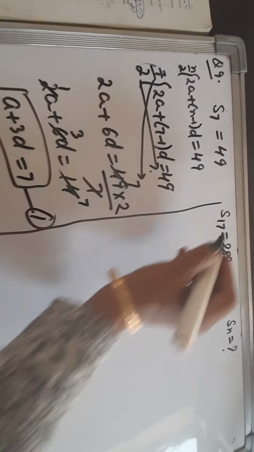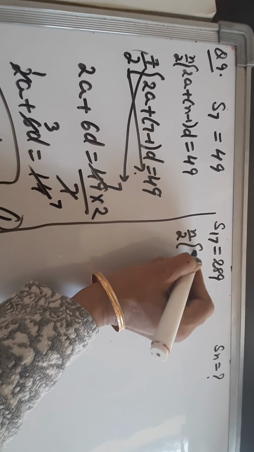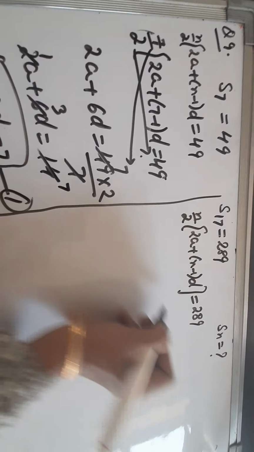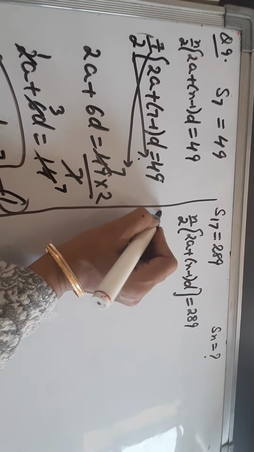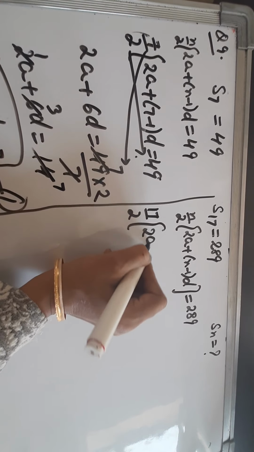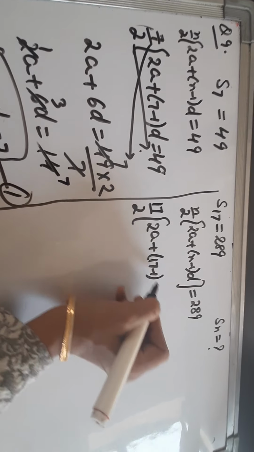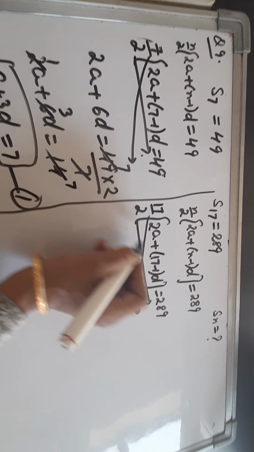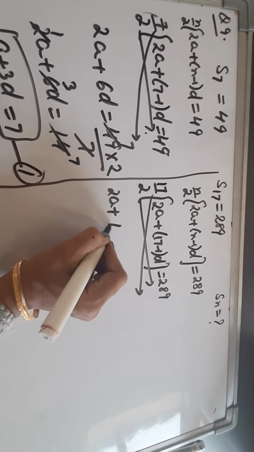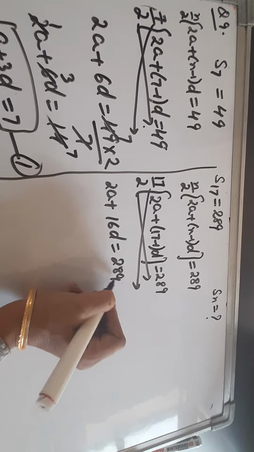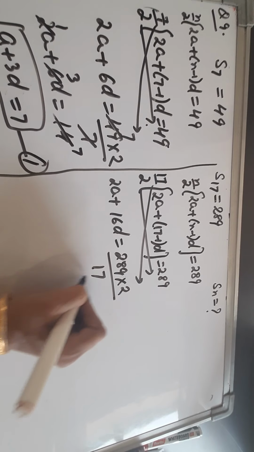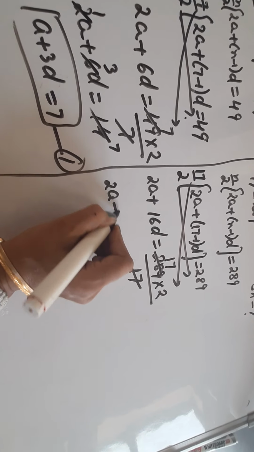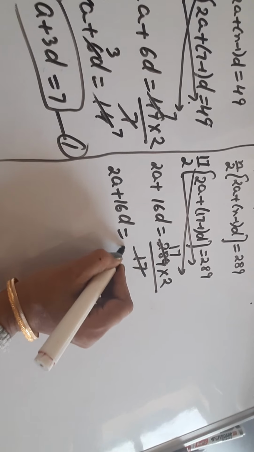Now let us solve for S17. So n/2 into 2a plus n-1 into d is equal to 289. Same way, now n is 17. 17/2, 2a plus 17 minus 1 into d. So now cross multiply it. So we'll get 2a plus 17 minus 1 is 16d, is 289 multiplied by 2 and divided by 17. So 17 का स्केयर होता है ये. So we'll get 2a plus 16d is equal to 17 2s are 34.